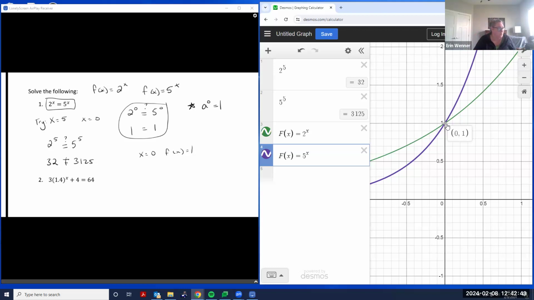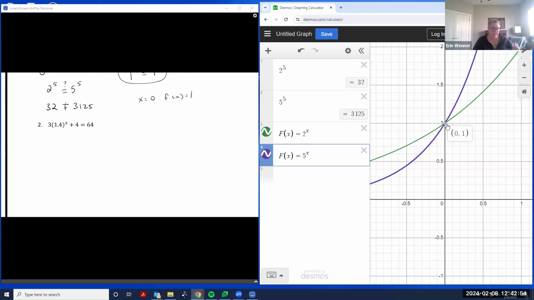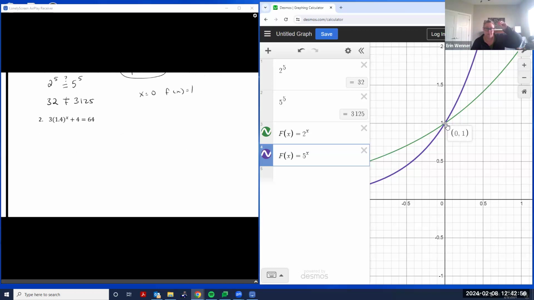So if we look at number two, we want to solve for x, right? So x is in the exponent, right? So what are steps that we could take to get to that? What do we need to do here? What are we thinking?